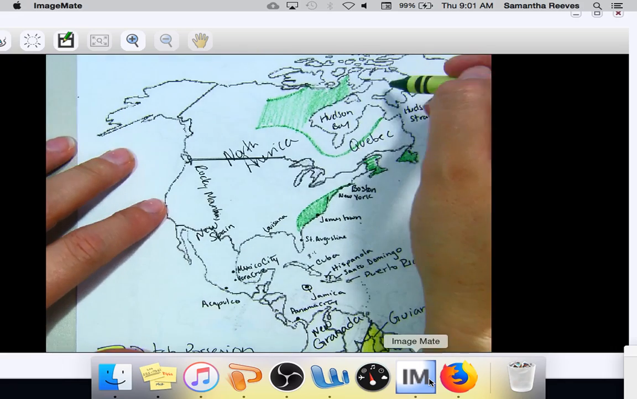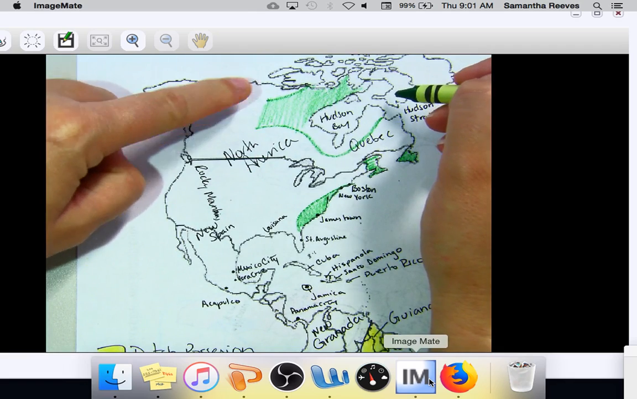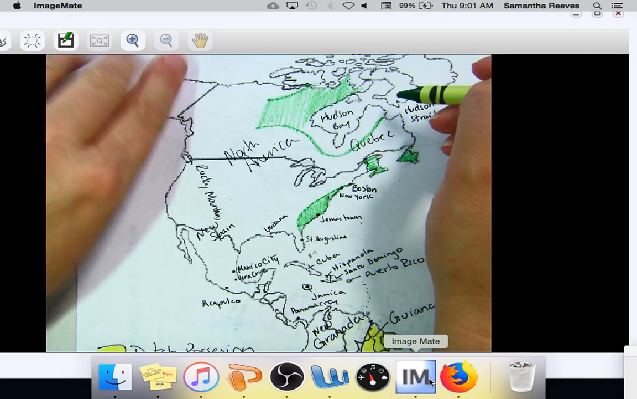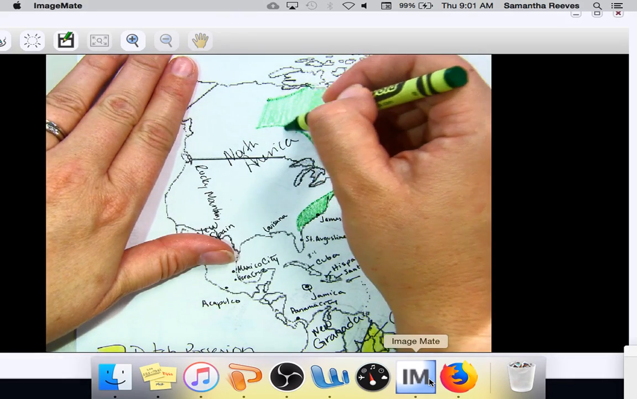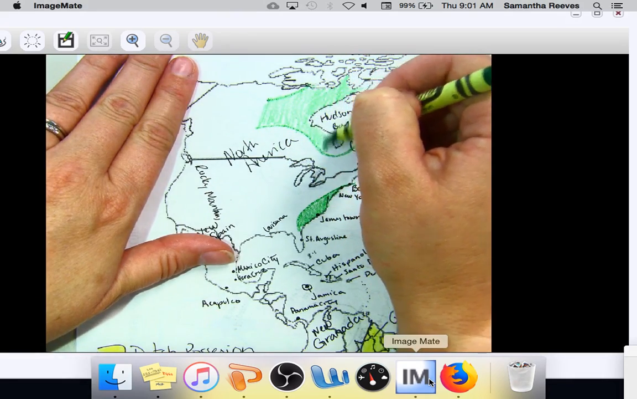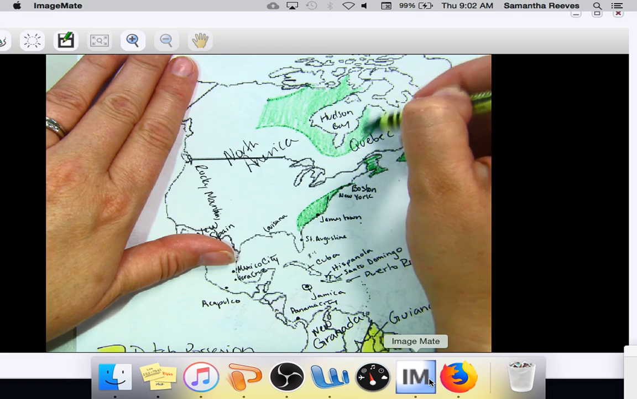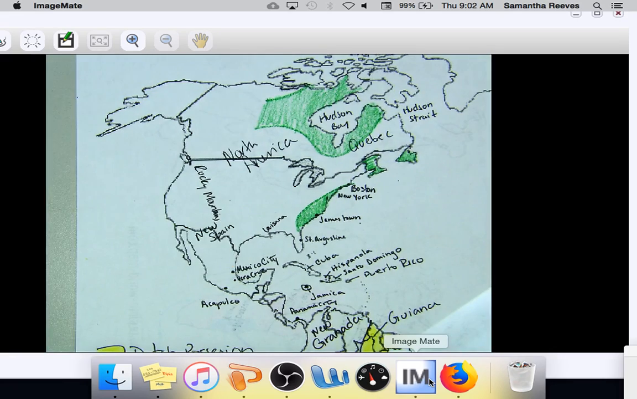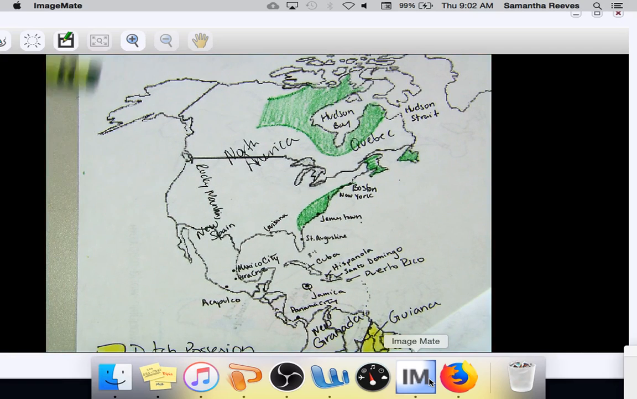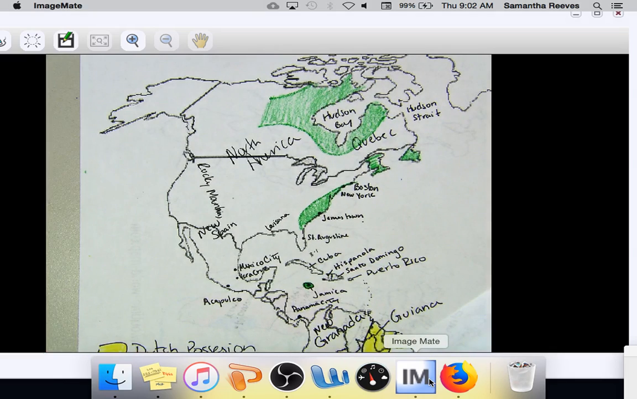Oh, sorry. Notice how it just kind of ends? It's because they didn't really know what was there. They just kind of assumed they owned it. Does that make sense? It kind of ends because that's really as far as they got, but they said, oh, it's ours. They just didn't send anyone out there because it was just so big and so vast. Okay, so that is the English control. Oh, don't forget Jamaica. Jamaica belongs to the British, which is why they speak English in Jamaica.